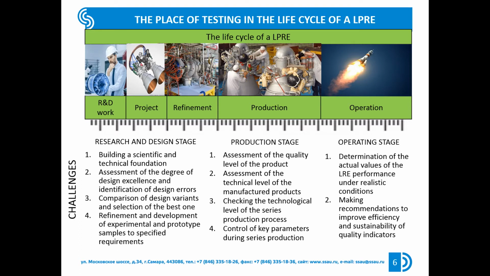Second, at the production stage of units and the engine in general, the following tasks are solved: assessment of the quality level of the product, assessment of the technical level of the manufactured products, checking the technological level of the series production process, control of key parameters during series production.